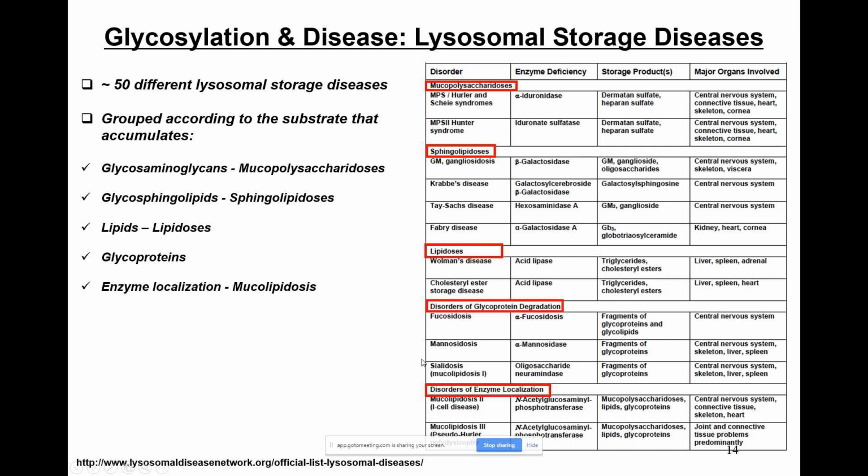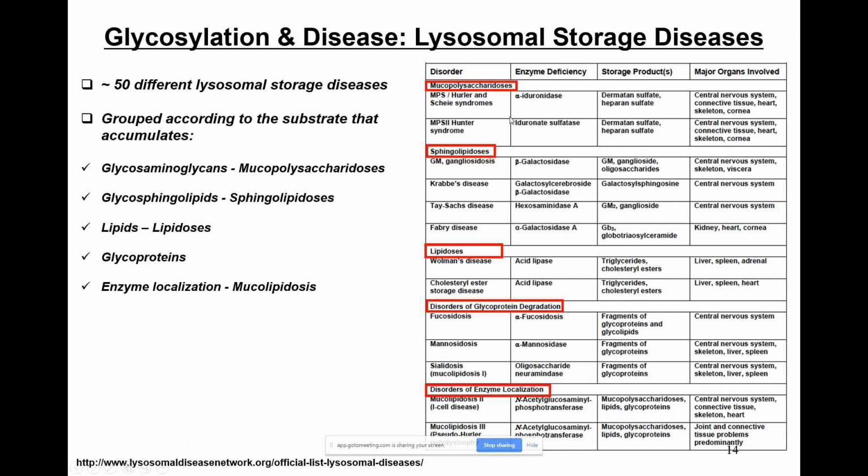And then we just looked at mucolipidosis 2. This is a defect in enzyme localization. So this is where the mutation is in that particular glycosyltransferase, rather than in these hydrolytic enzymes. And this is a disordered enzyme location. And I've given you a website that you can find, if you're interested, with all the different names of all the different lysosomal storage diseases.